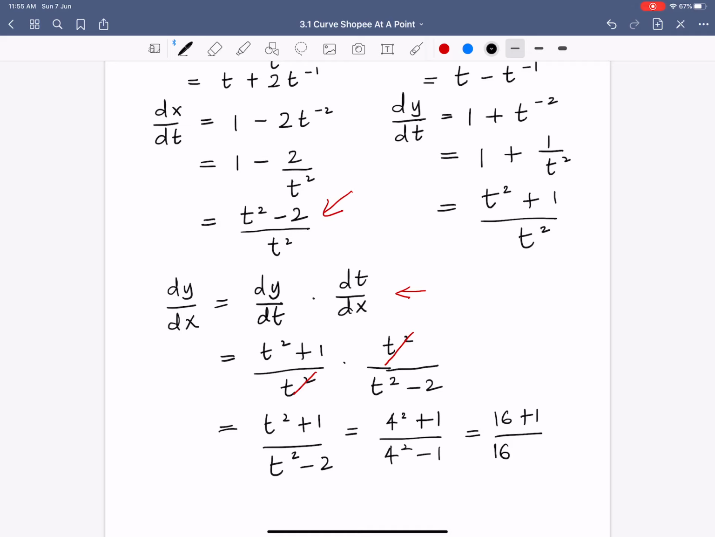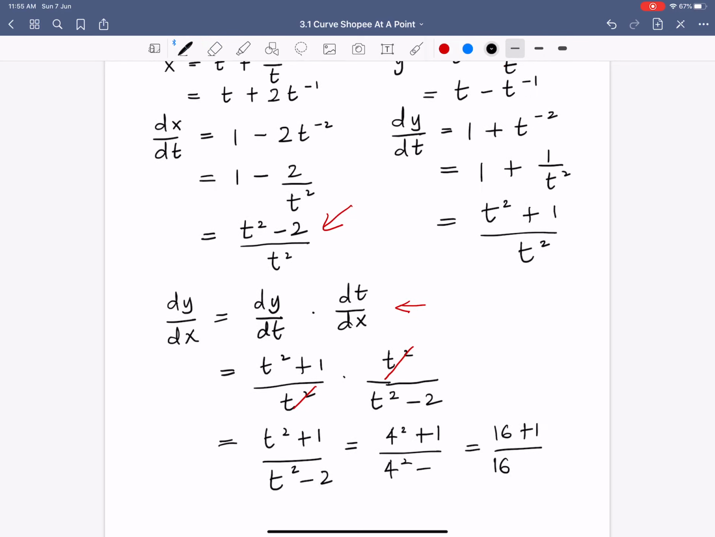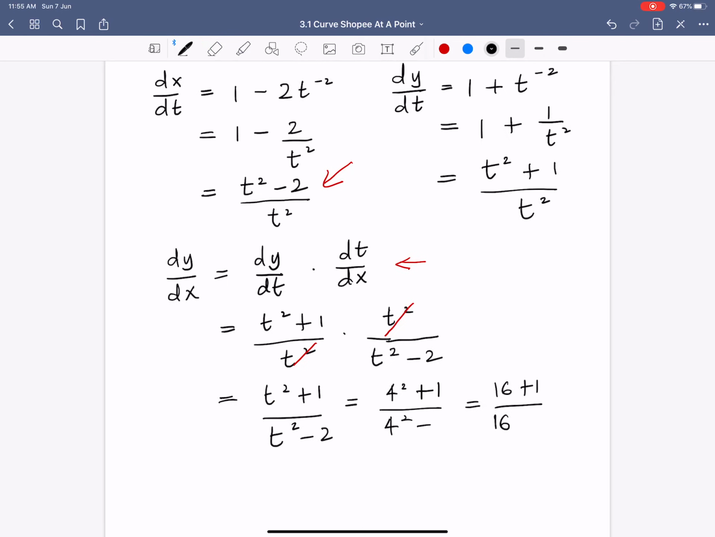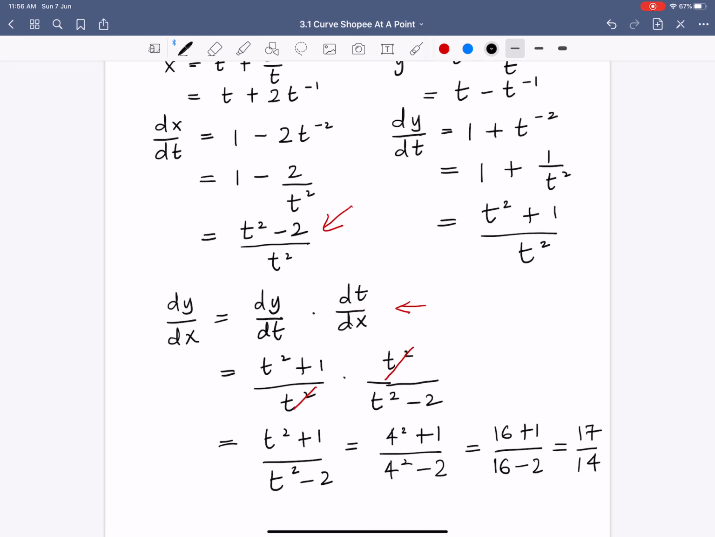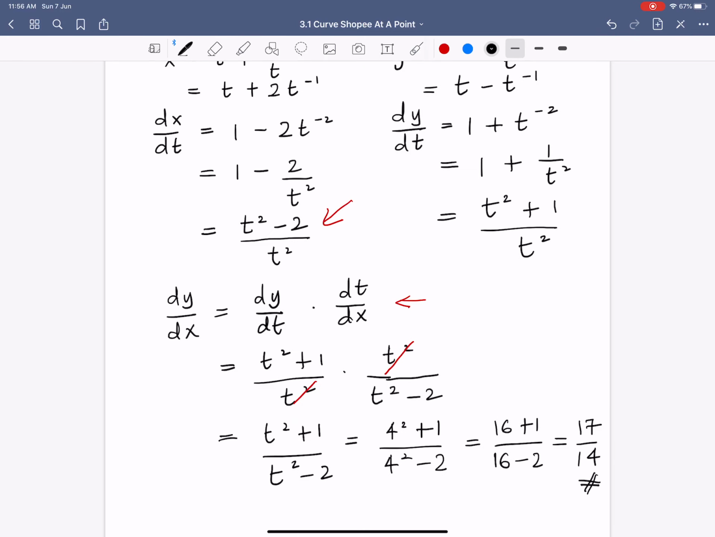Therefore, from here, we have t square plus 1 over t square minus 2. Therefore, 4 square plus 1 over 4 square minus 2. So 16 plus 1 over 16 minus 2. Then we have the final answer is 17 over 14. So this is the answer for the gradient of the curve when t equals 4. Okay, that's all. Don't forget to do the exercises.